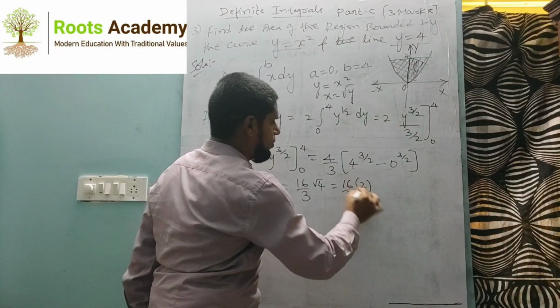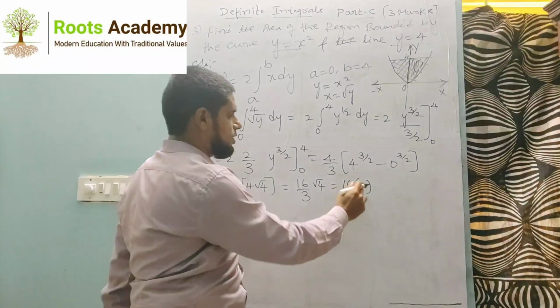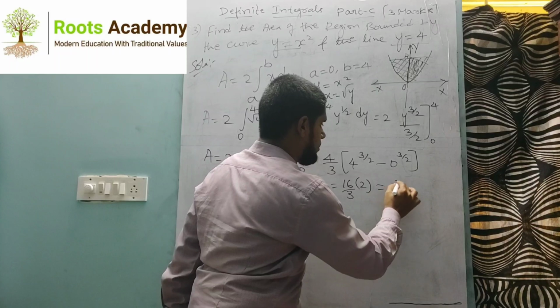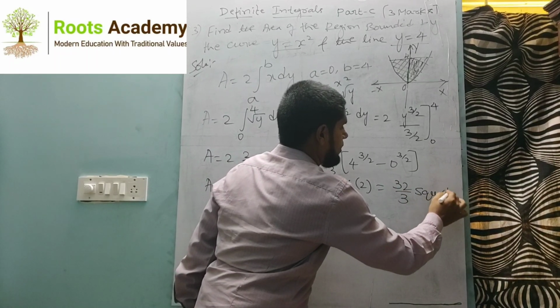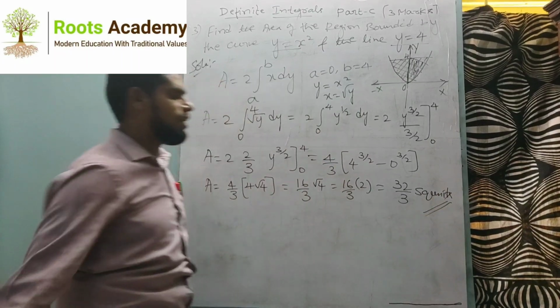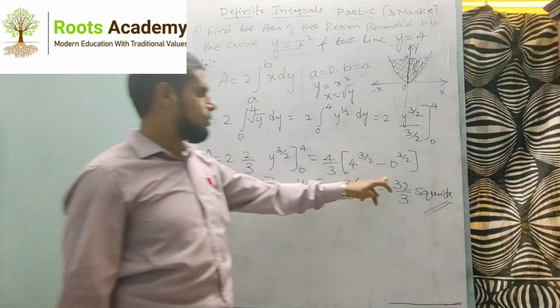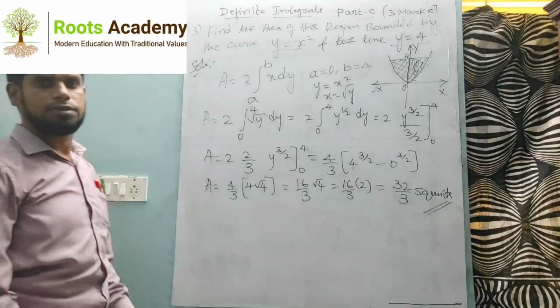16 by 3 into 2. Root 4 value is 2. 16 2s are 32 by 3 square units. And this is the final answer. 32 by 3 square units.